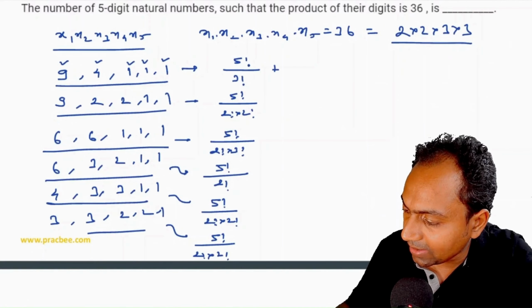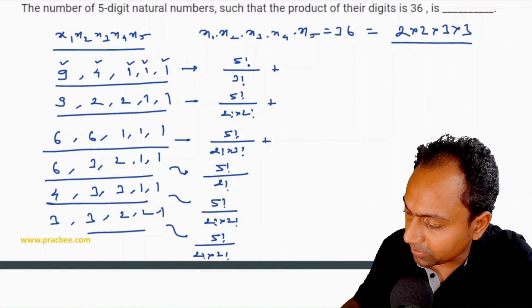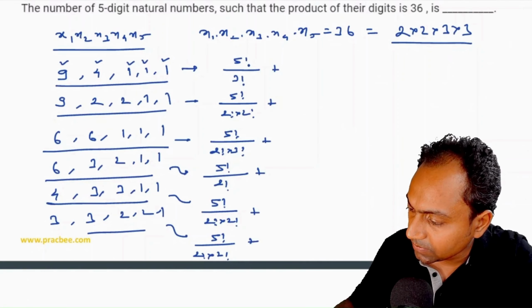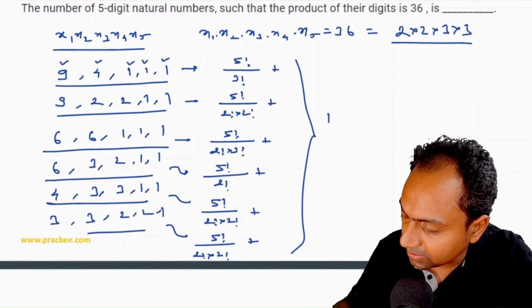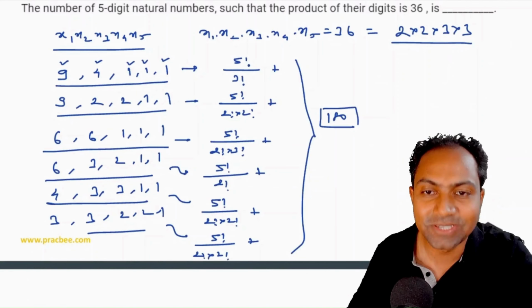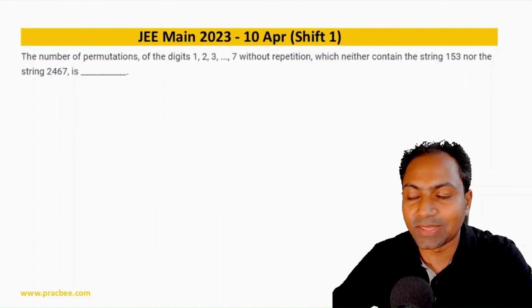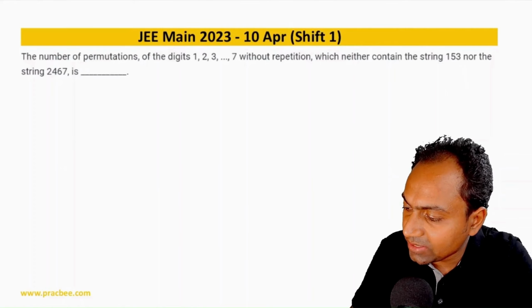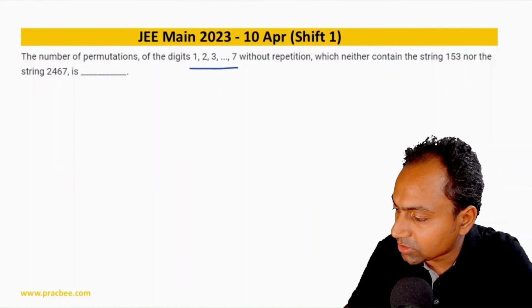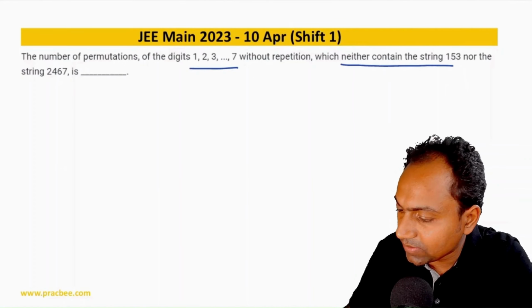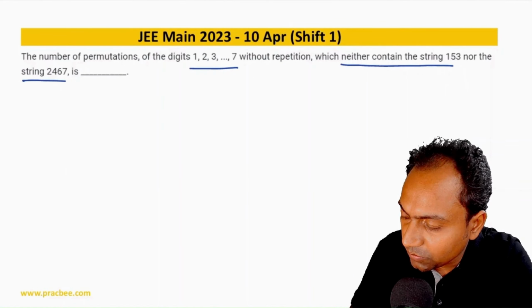Now if you add up all of these cases, and we'll have to add because we add the cases, what I get is nothing but 180, which is the answer to this question. Now in this 2023 question, they are asking that if I arrange 1 2 3 4 5 6 7, how many cases are possible where neither the string of 153 nor the string of 2 4 6 7 occurs?